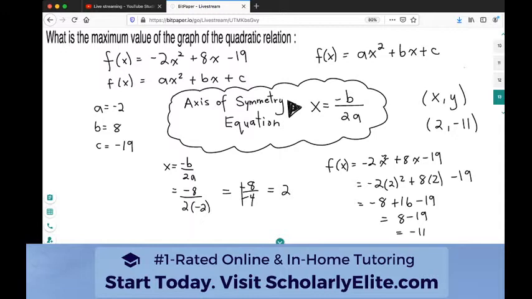Now we're going to solve it the other way. Let me leave this up for a second, and then I'm going to erase it so we can solve it the other way.